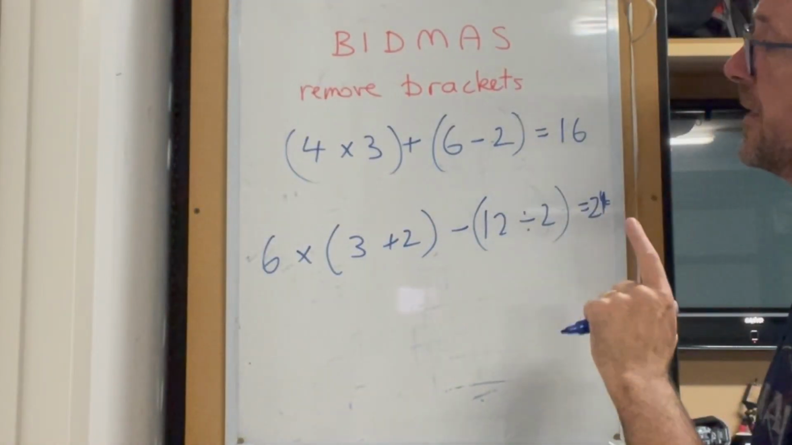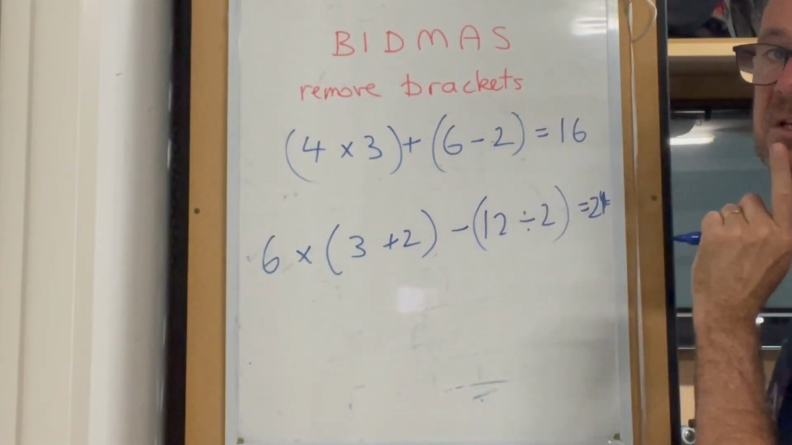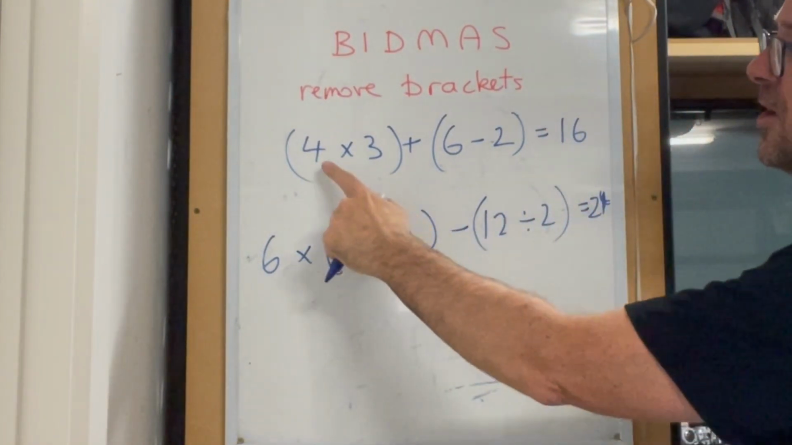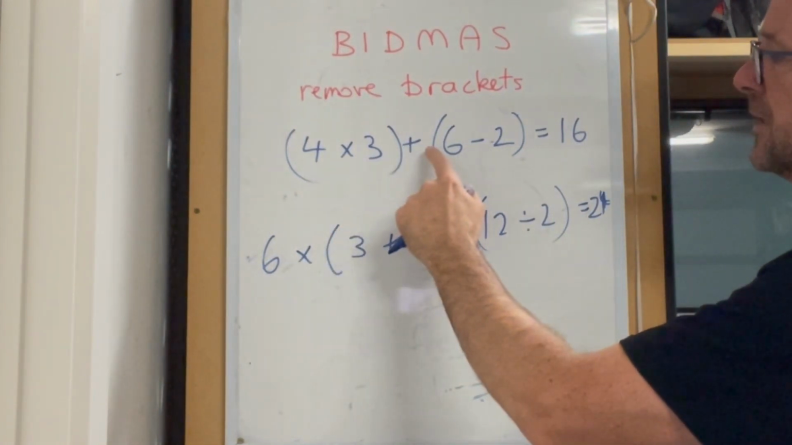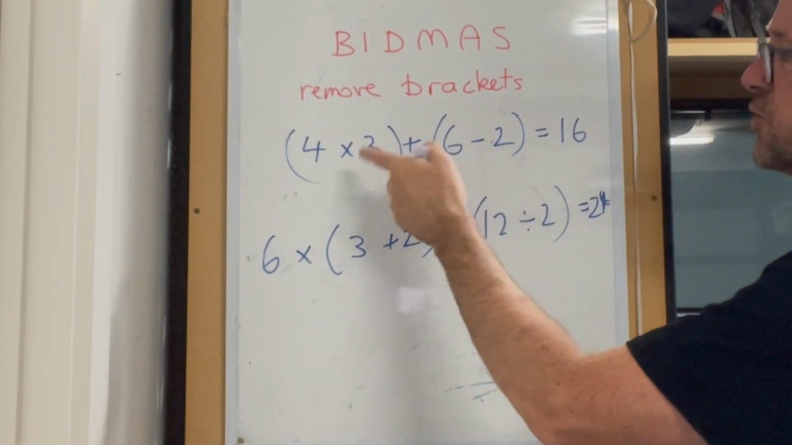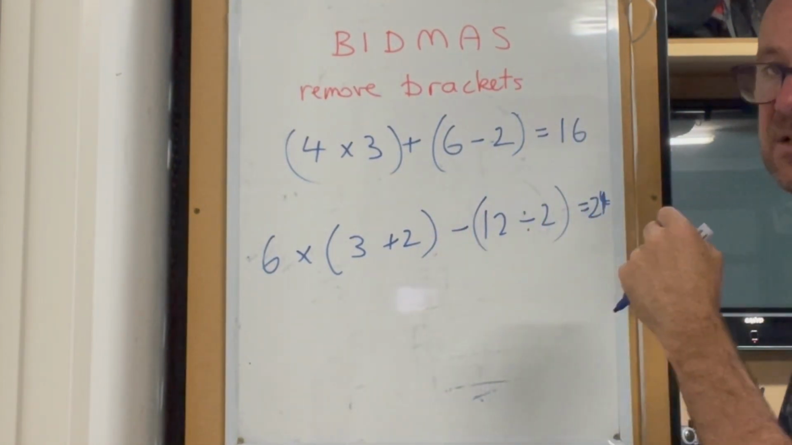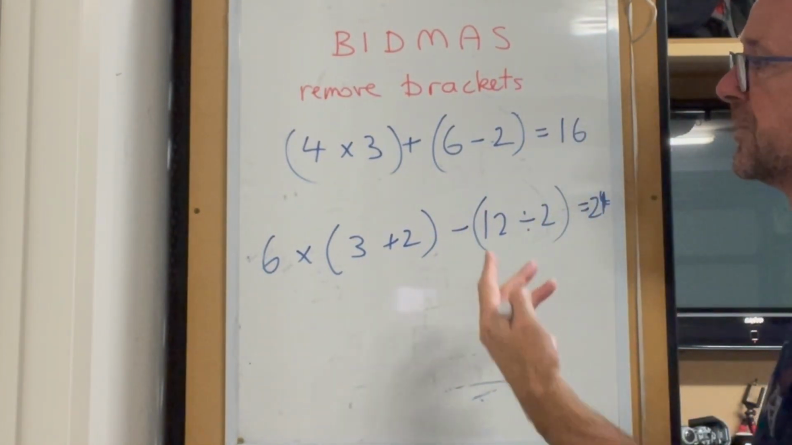All right, so in this example here, we're looking at a slightly different type of question where we're removing brackets that aren't necessary. So let's have a look at the first one. We've got 4 times 3 gives us 12, and then 6 take away 2 gives us 4. 12 plus 4 gives us 16. So it seems it's okay, but what we have to understand is, are the brackets necessary? So let's have a look.